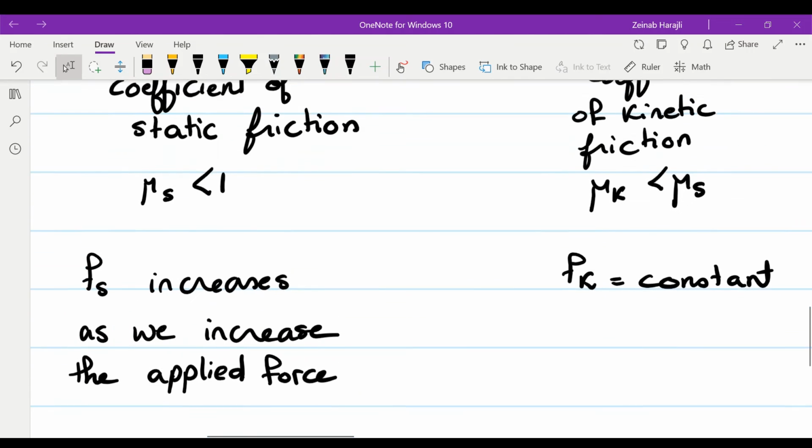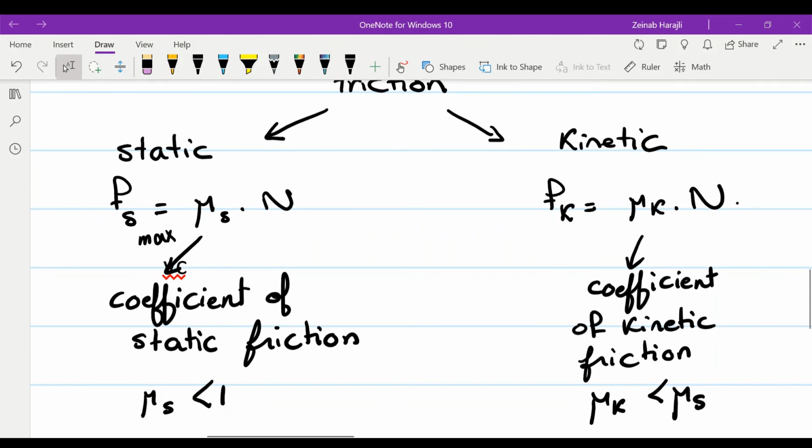The formulas for these frictions are given here. So the kinetic friction is equal to mu k times N, where mu k is the coefficient of kinetic friction. It's a constant depending on the surface on which this object is moving. A rougher surface will have a higher value of coefficient of kinetic friction. Multiplied by the normal, this is the magnitude of the normal force.